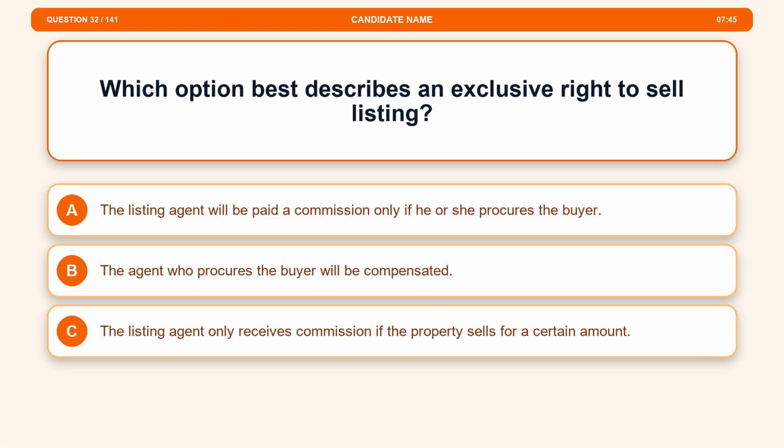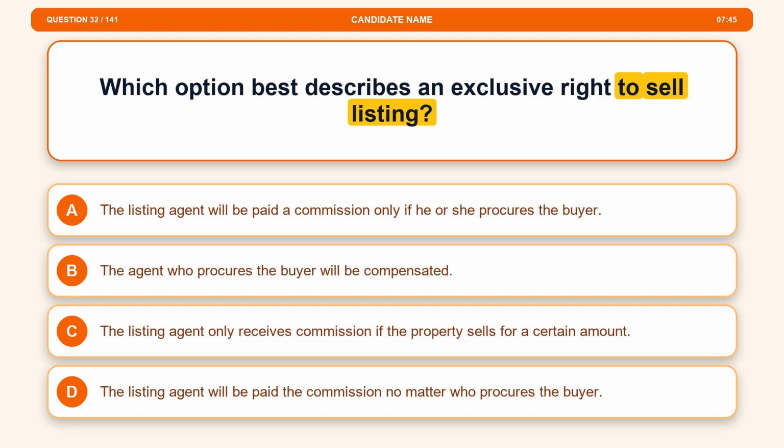Question 32. Which option best describes an exclusive right to sell listing? Option A. The listing agent will be paid a commission only if he or she procures the buyer. Option B. The agent who procures the buyer will be compensated. Option C. The listing agent only receives commission if the property sells for a certain amount. Option D. The listing agent will be paid the commission no matter who procures the buyer.